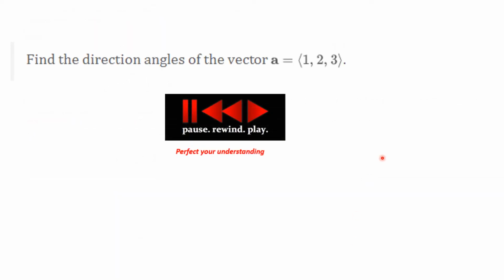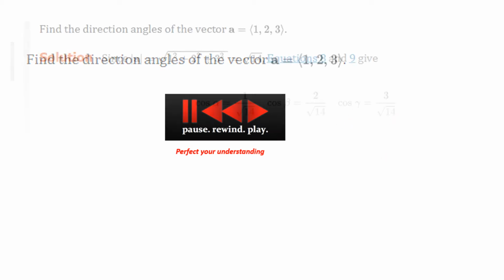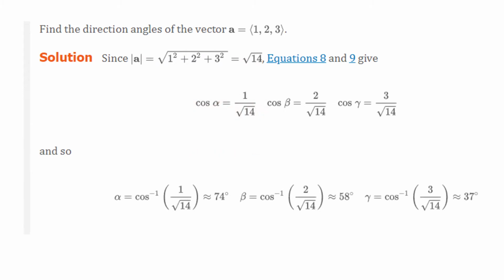So let's apply this. Find the direction angles of the vector A equal to the vector 1, 2, 3. You know what to do. Let's see how you did.